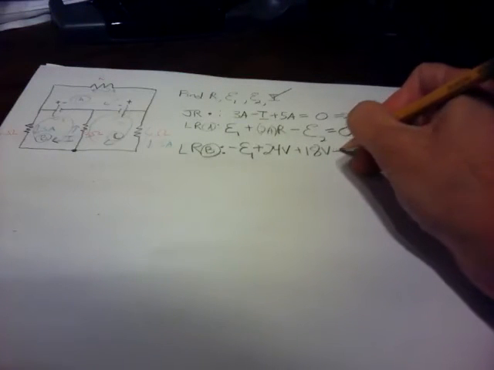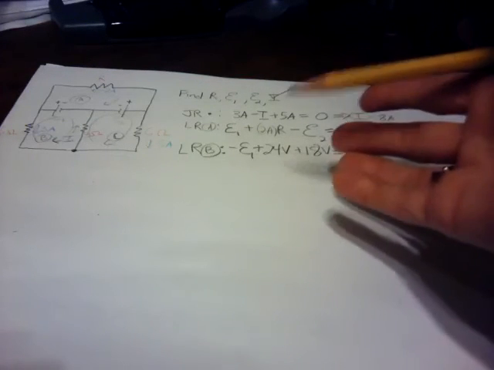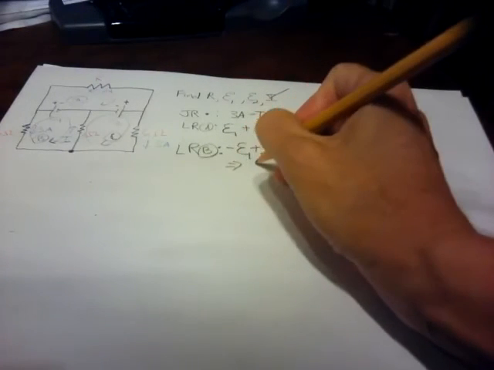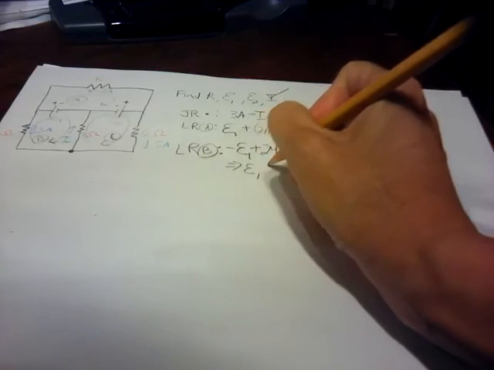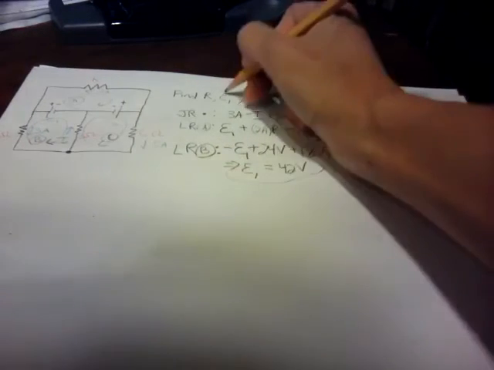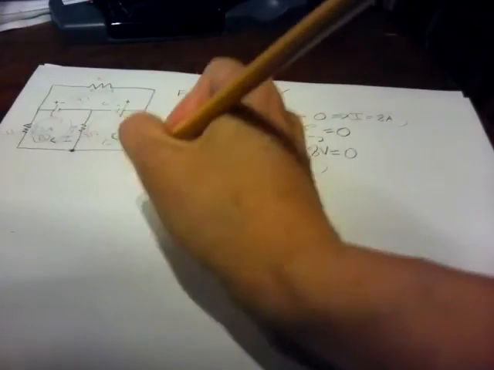So according to the loop rule, this all must add to zero. Now I'm in a better position to solve for something. There's only one unknown in this equation, and so I can pretty easily solve for that and determine that E1 should be equal to 42 volts. Okay, so I solved for 2 of my target variables. I'm going to move on to loop C and see if I can finish it up.